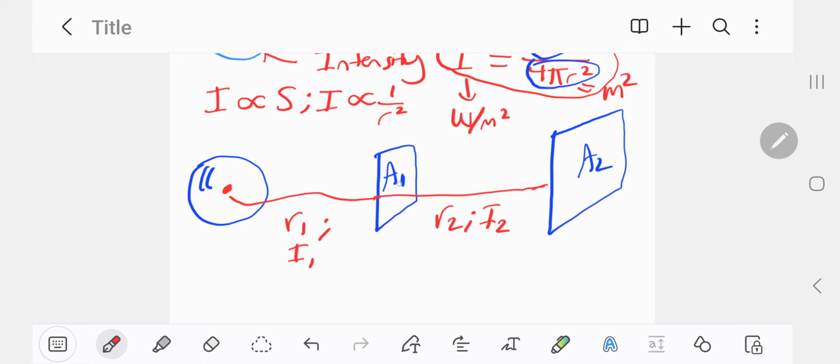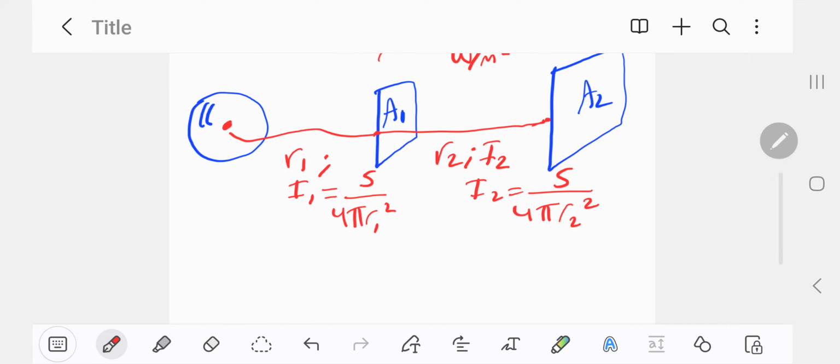So picture these sheets. You're looking side on and where R1 is, that's where you hit the sheet here, the surface. Same thing with the second surface. So A1 is area 1, A2 is area 2. The intensity, I sub 1 is just given by S divided by 4 pi R sub 1 squared. And I sub 2 similarly is S over 4 pi R sub 2 squared.